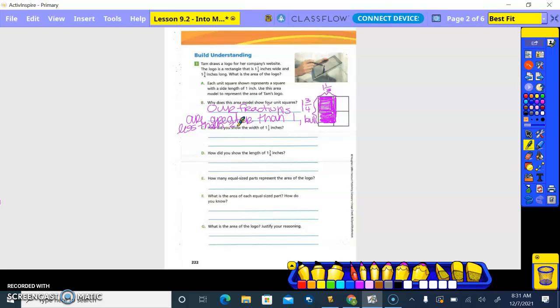So how did you show the width of 1 1/3? So we colored in 1 whole, right? And then also a third of the next one. How did you show the length of 1 3/4? So we already had our 1 whole colored in, right? So then we did 3/4 of the next box.